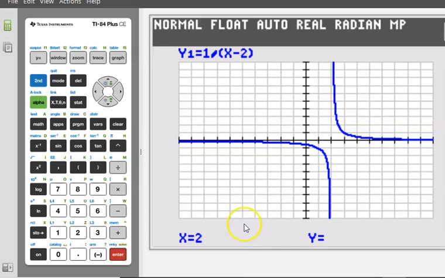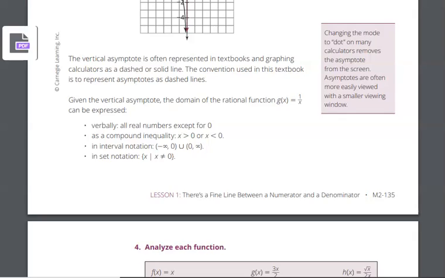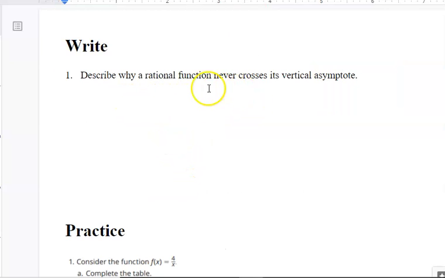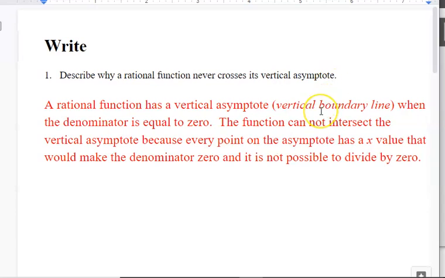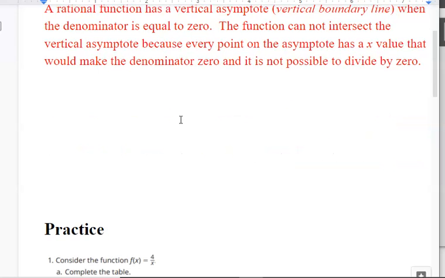There are no points. So the first answer for your assignment, where it says describe why a rational function never crosses its vertical asymptote, would be this statement. A rational function has a vertical asymptote or boundary line when the denominator is equal to 0. The function cannot intersect the vertical asymptote because every point on the asymptote has an x value that would make the denominator 0. It is not possible to divide by 0. So that's basically it in a nutshell. And so the entire study of rational functions is studying functions that have denominators that could potentially equal 0, and so that produces those boundary lines.